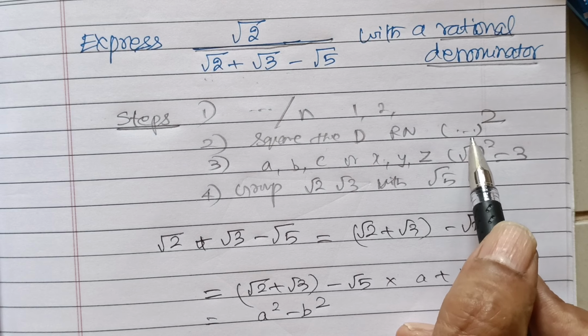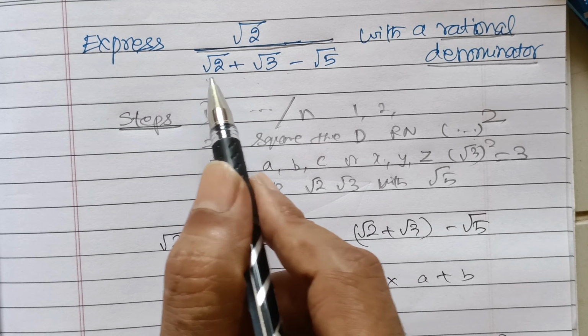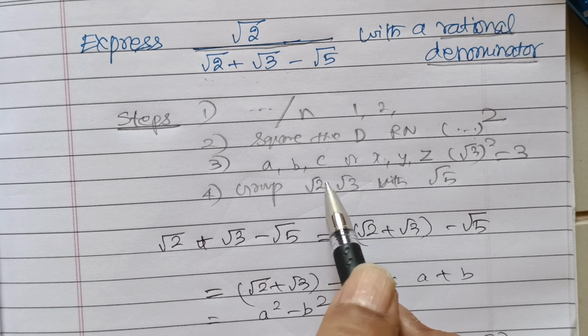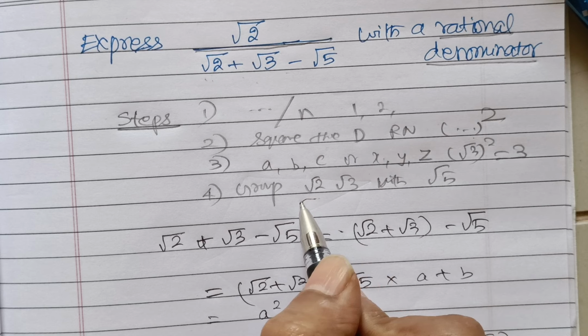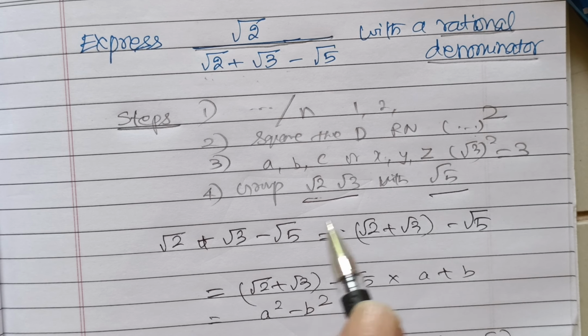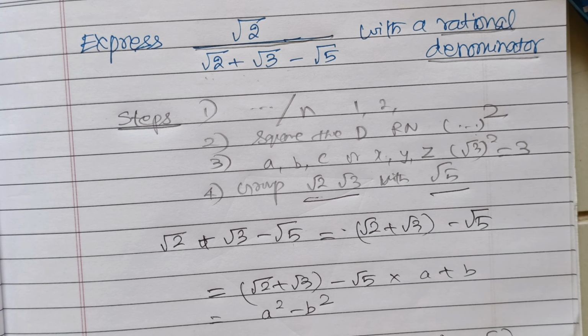For that we have to square, then we have to group it in such a way that we can make 3 variables into 2 variables, because x, y, z. So we are making 2 variables. Root 2 and root 3 is one variable, root 5 is another variable, so that we can apply an identity of a plus b the whole squared, or a squared plus b squared.